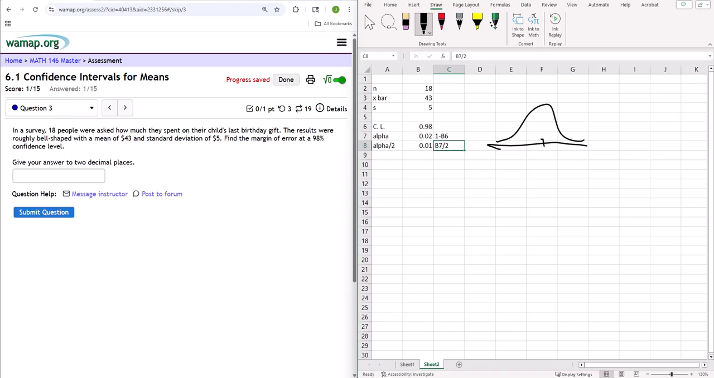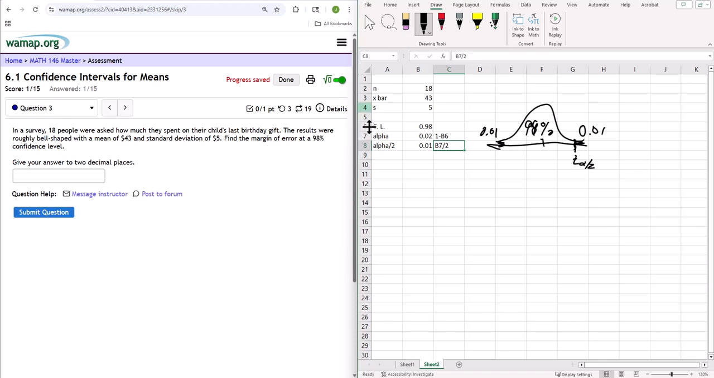So I've got a little tail area of 1% here and 1% here, and I'm looking to find this value along the way. So my confidence is this 98% in the middle, and I knew these were 0.01 in each tail. So just like our normal distribution, those add to 1. So my t, alpha over 2, is going to be this score right here. And that's the critical value.